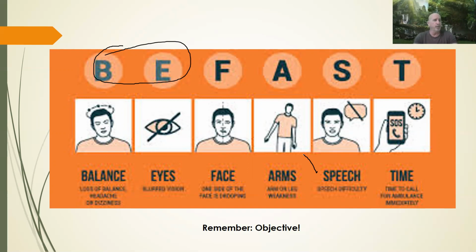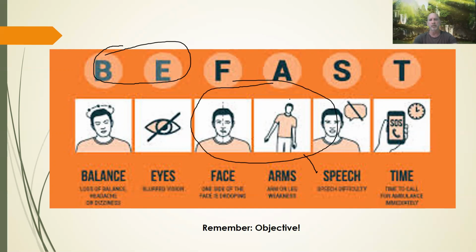You can ask them some simple questions. Who's the president of the United States? What day is it? Things like that. So this is just a real quick three characteristic test to objectively tell if somebody may be having a stroke. The T is for time.